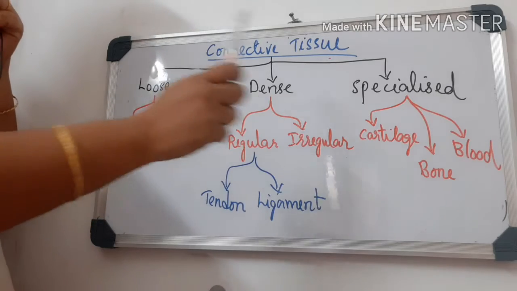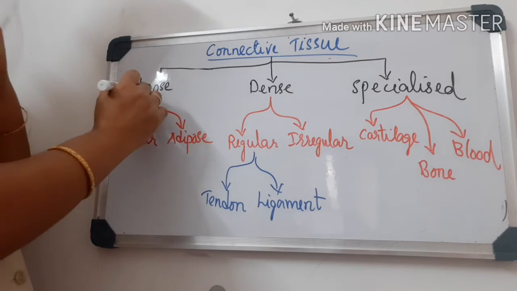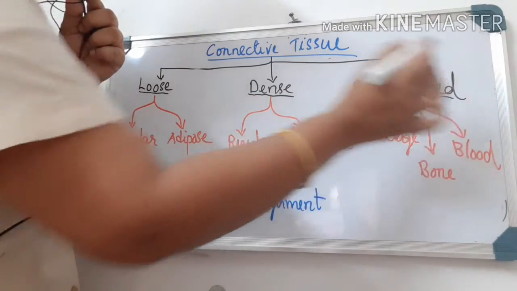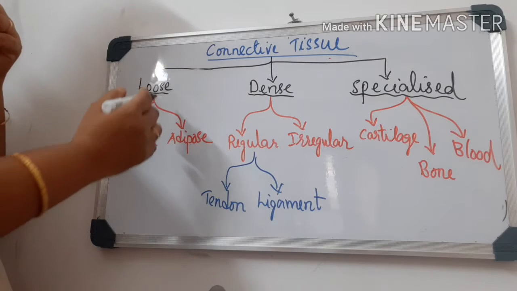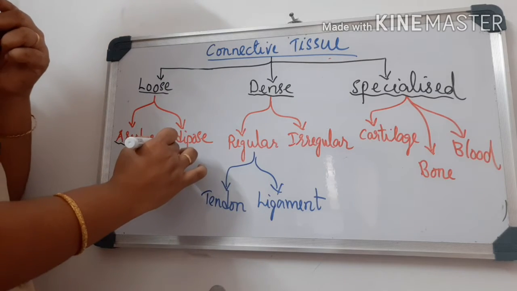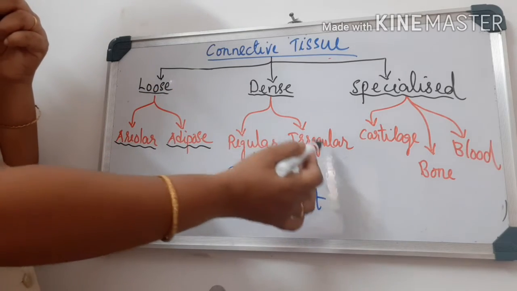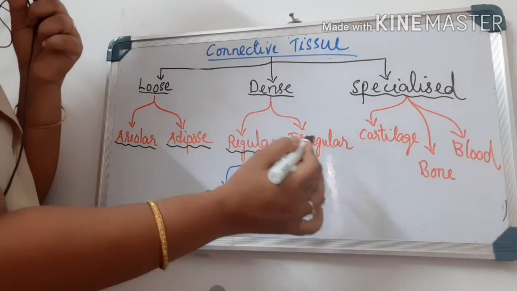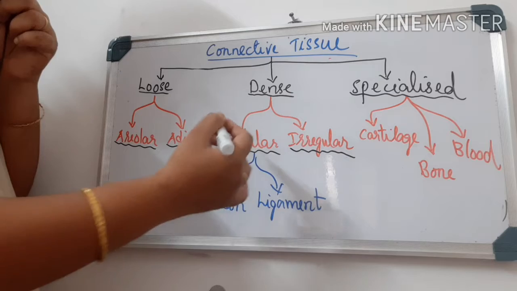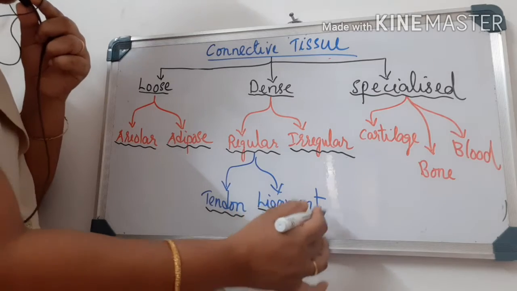We can see that the first classification is of three types: loose connective tissue, dense connective tissue, and specialized connective tissue. Under the loose connective tissue, we have two divisions: areolar connective tissue and adipose connective tissue. Under dense connective tissue, we have two classifications: regular dense connective tissue and irregular dense connective tissue. The regular dense connective tissue is again divided into two categories, tendon and ligament.